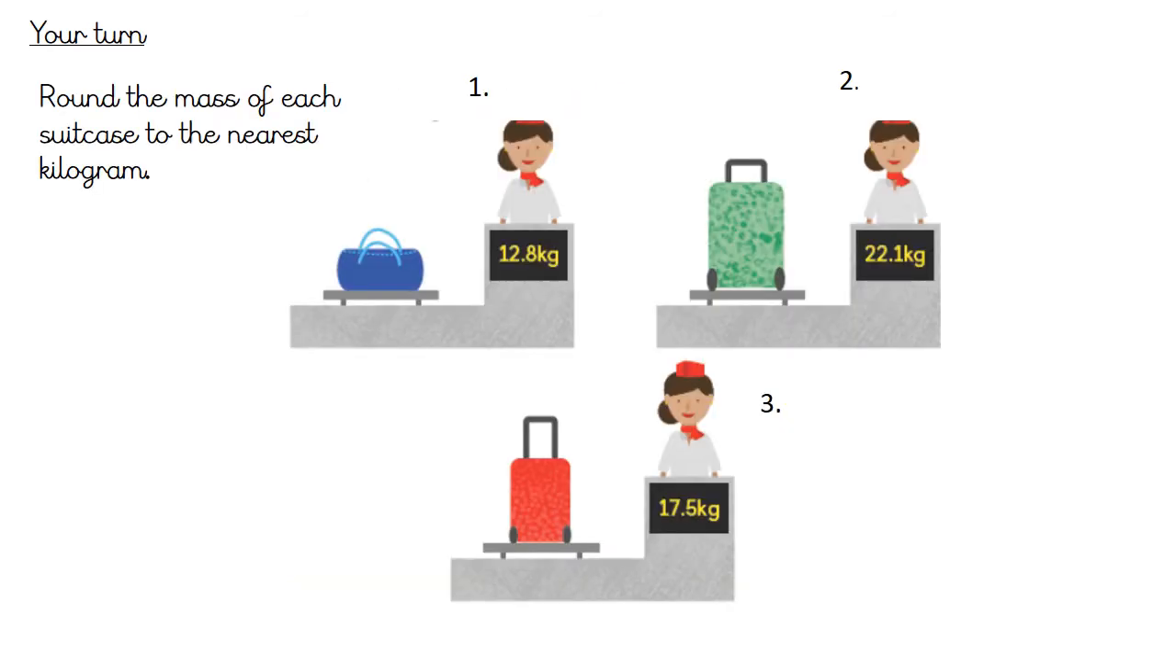You may have noticed that today's lesson is all about you completing questions within the lesson. So here is your final question before you crack on with your worksheet for the day. So it says, round the mass of each suitcase to the nearest kilogram. So number 1 would be 12.8 kilograms to the nearest kilogram. Number 2, 22.1 kilograms to the nearest kilogram. And 17.5 kilograms to the nearest kilogram.